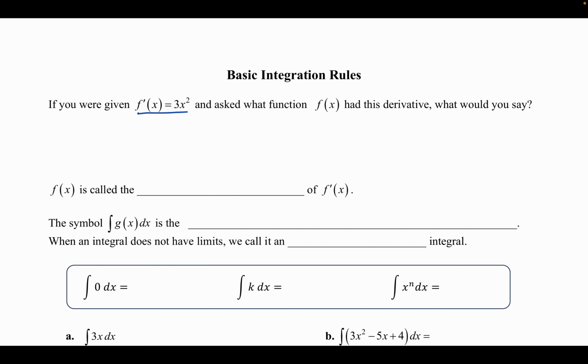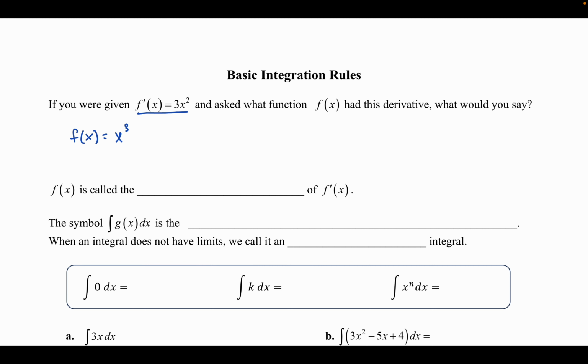What is f of x? If f prime of x is 3x squared, what could f of x be? If you can't immediately think of one, pause the video and take a moment to think about it. I think that f of x could potentially be x cubed. If I take the derivative of x cubed, I bring the 3 down, subtract 1 from the exponent.